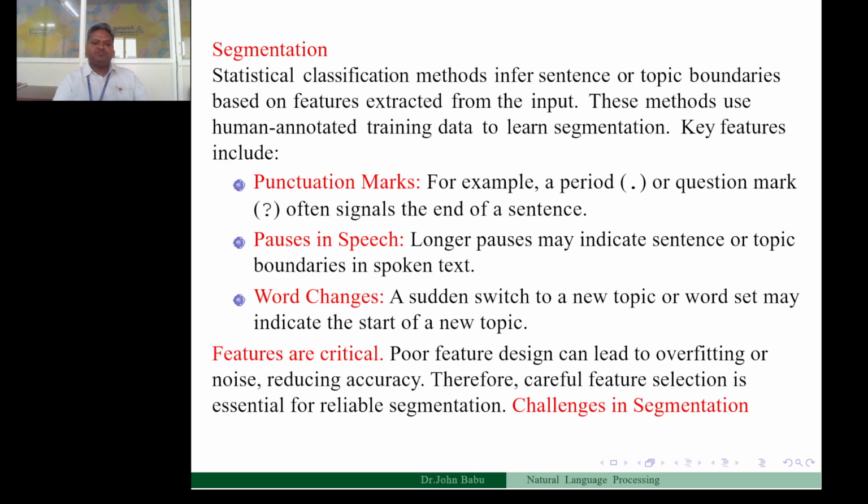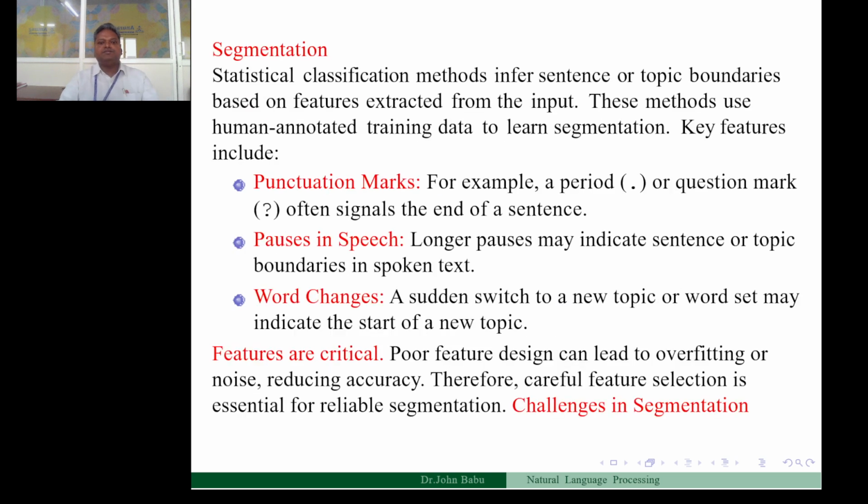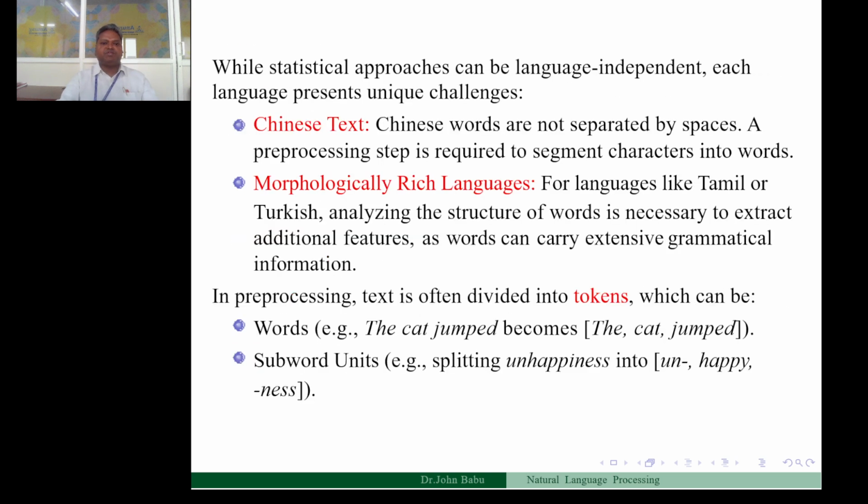So sometimes the vocabulary or the words will change when the topic changes. Here we call these things features, like whether a period is there or not, whether a question mark is there or not. These things we call features for segmentation. There are certain challenges for segmentation, especially in some languages.